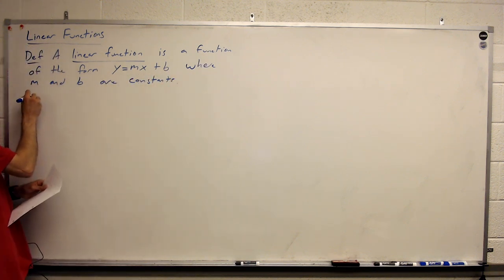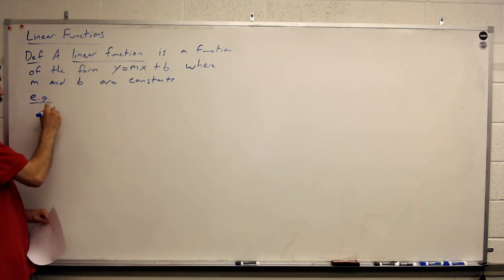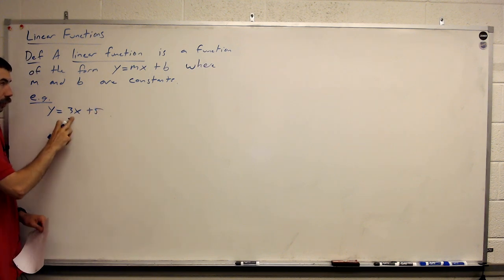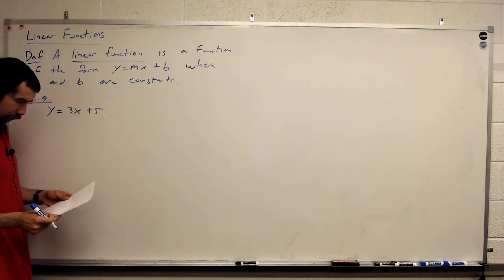Okay, so for example, maybe we have something like y equals 3x plus 5. Here m would be 3 and b would be 5. This is an example of a linear function.